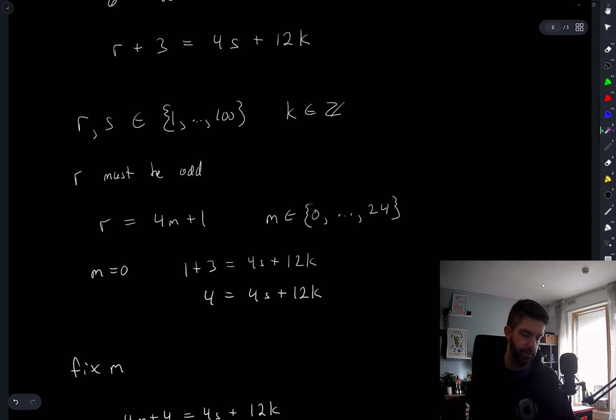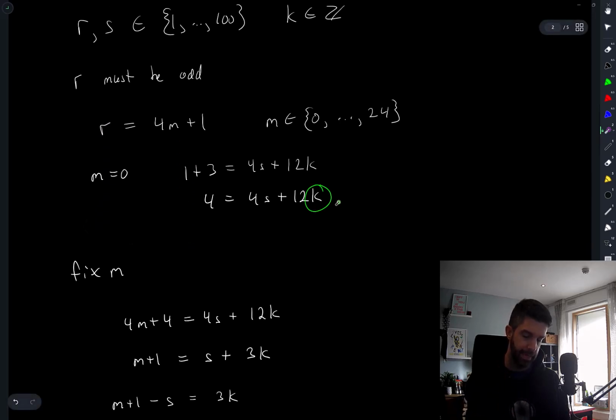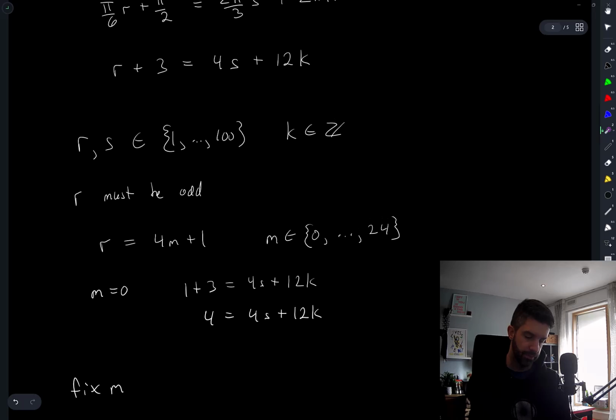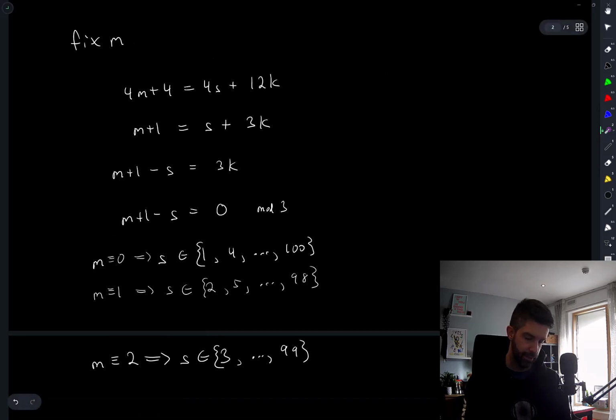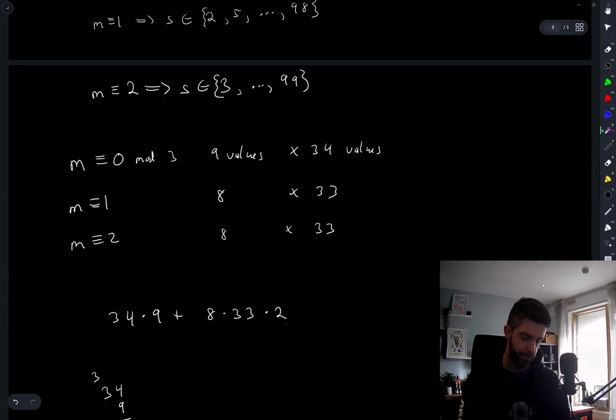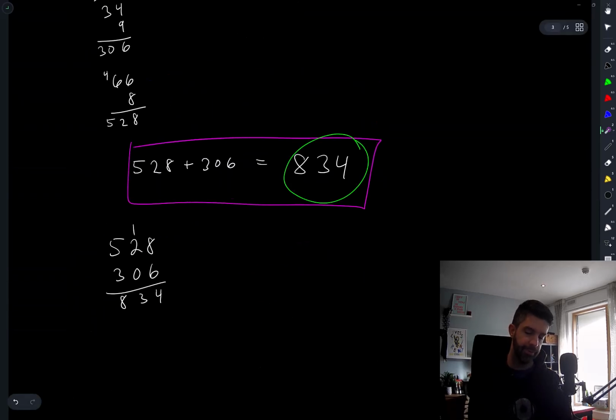Yeah, recognizing that R has to be of this form was nice. And then because k can be any integer, you're always going to be able to find, where did I write the general equation down? Yeah, k can be any integer. You're always going to find many values of s which hold for this. Sure. Okay. So anyway, that's my answer, 834.